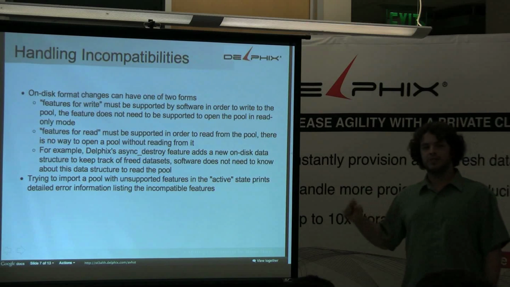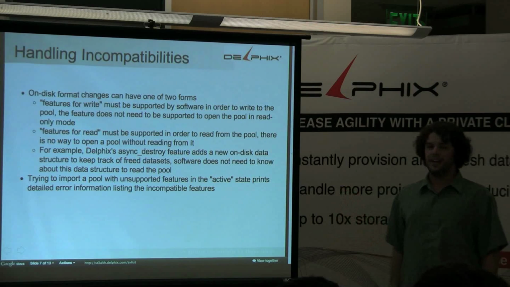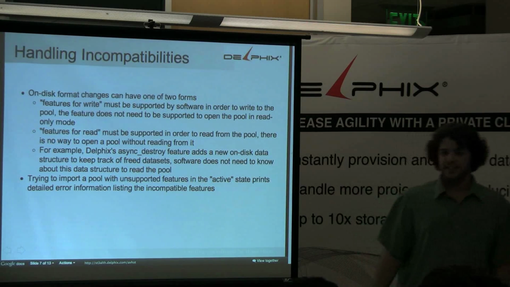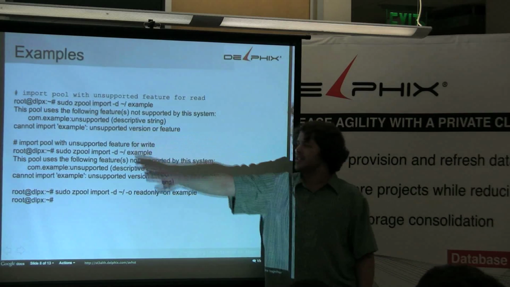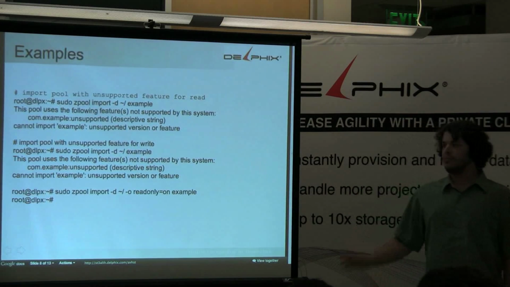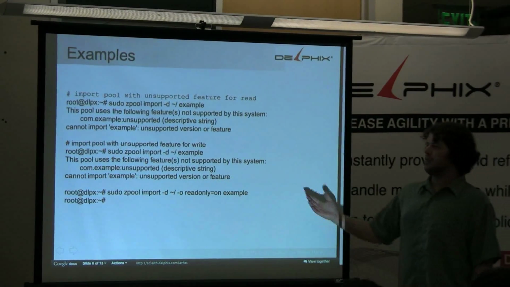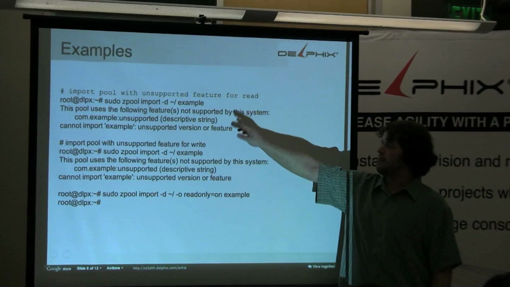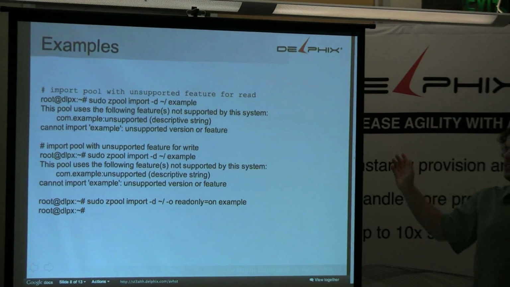Features for read, you need to read from the pool, and there's no way to write only to a pool, so these are basically features you need anytime for anything. So here we've set a feature for read on the pool called com.example unsupported. So there's no way to import this pool without supporting this feature, which we don't. When you try to import it, it prints a message that this pool uses the following features not supported on the system.